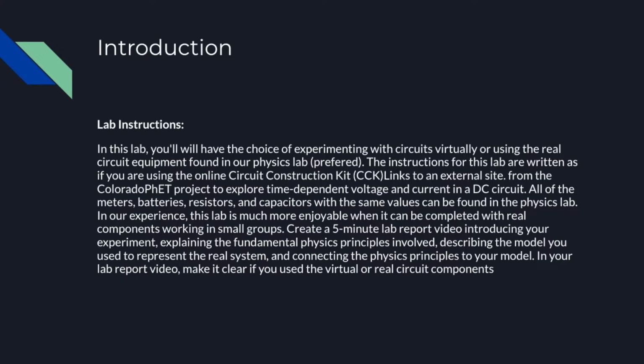So in this lab, these are the instructions. You will have a choice of experimenting with circuits virtually or using the real lab circuit equipment found in the physics lab, which is preferred. The instructions for this lab are written as if you were using the online CCK kit from the Colorado PhET project to explore time-dependent voltage and current in a DC system. All of the meters, batteries, resistors, and capacitors with the same value can be found in the physics lab.